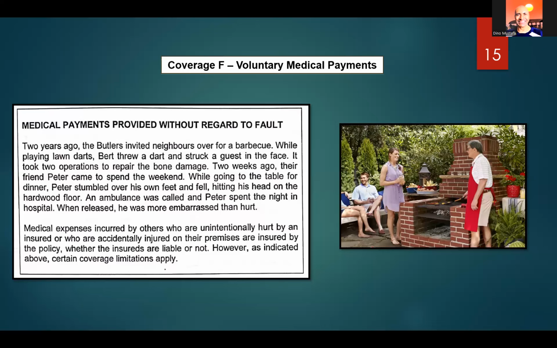All right. So in this type of unintentional situation, where they hurt themselves on their own accord, yes, you can make a claim. Medical expenses incurred by others who are unintentionally hurt or accidentally injured on the premises are insured by the policy, whether the insureds are liable or not. However, as indicated above, certain coverage limitations will apply. So this is a small coverage.